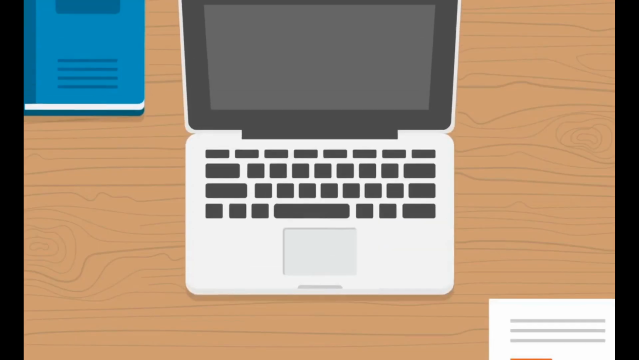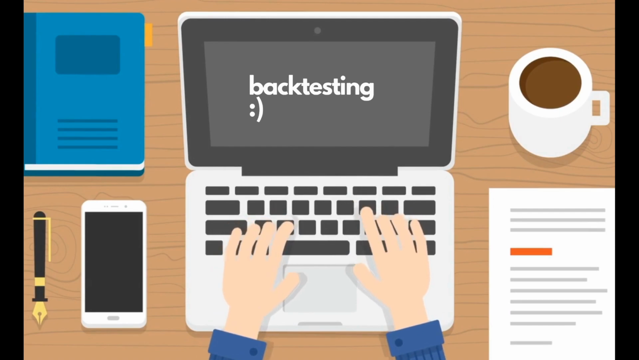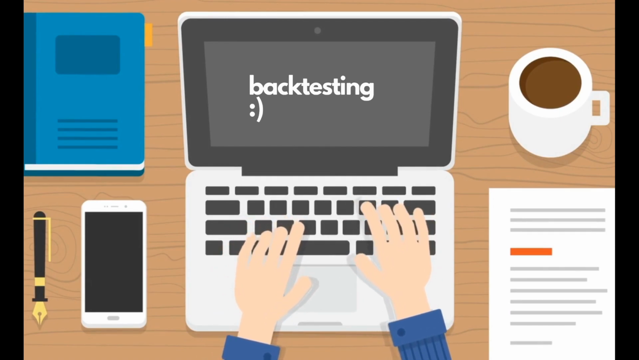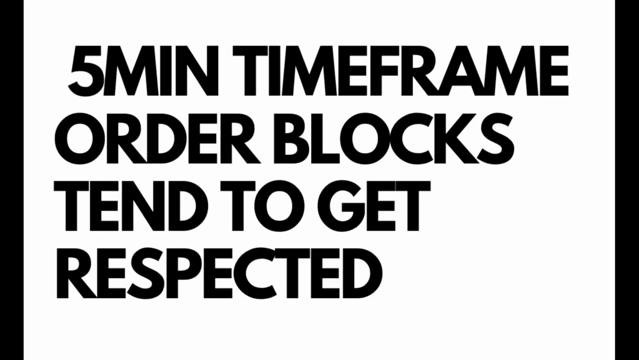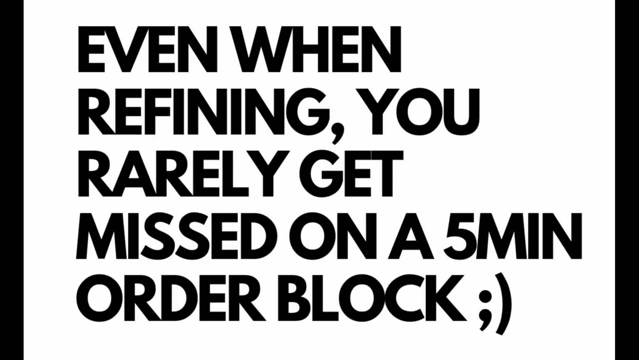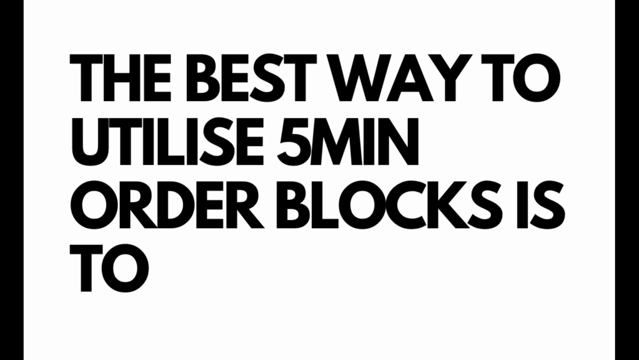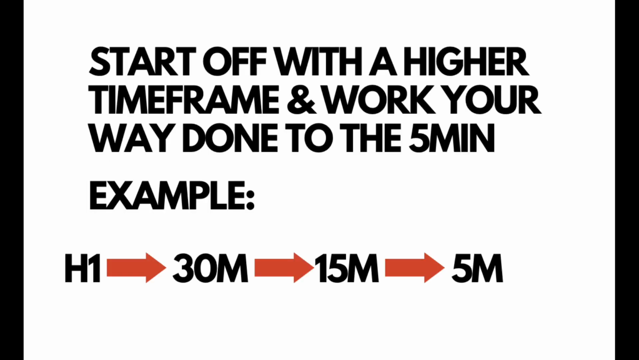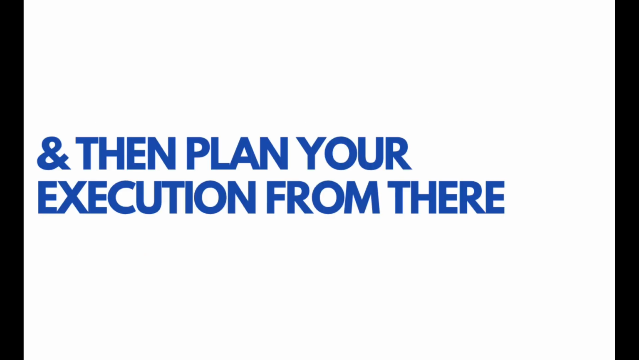Since I've gone through months and probably even years' worth of backtesting data, I've come to the conclusion that the 5-minute order block tends to be the best one to take an entry from because it is very well respected. When it comes to over refinement, you will rarely get missed on a 5-minute order block. The best way to take advantage of a 5-minute order block is to start off with a higher time frame and then work your way down to the 5-minute time frame and then plan your execution from there.